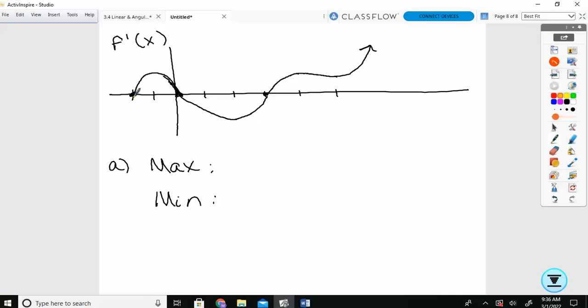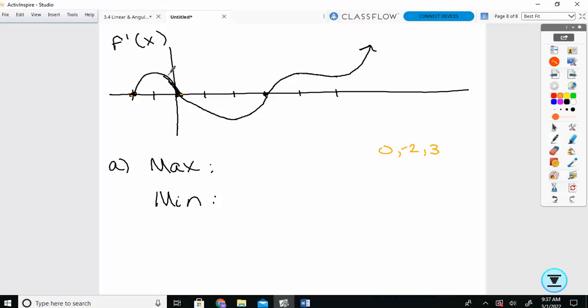So if this is the derivative, where do you have maxes or mins? What are my options? 0, -2, and 3. Your maxes and mins happen where your first derivative is equal to 0, right? Okay. Since I don't have anything to the left, can this one count? No, it's just an endpoint.